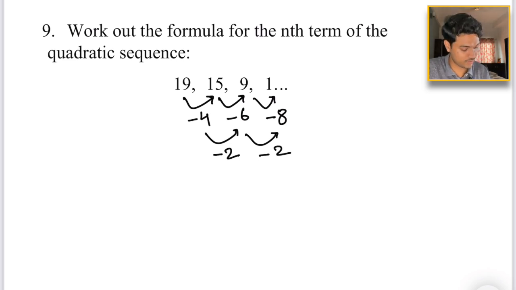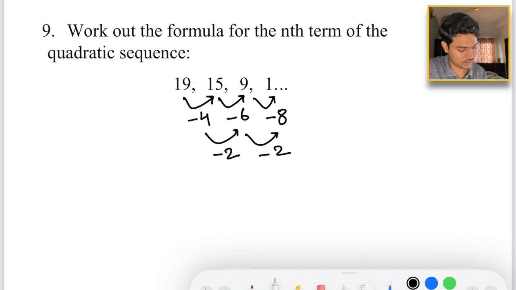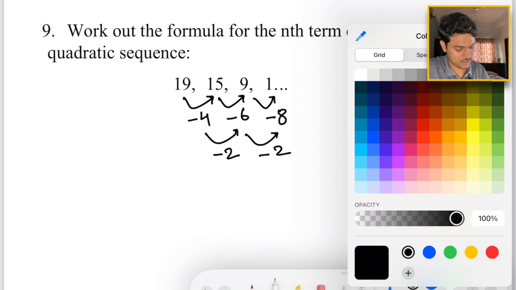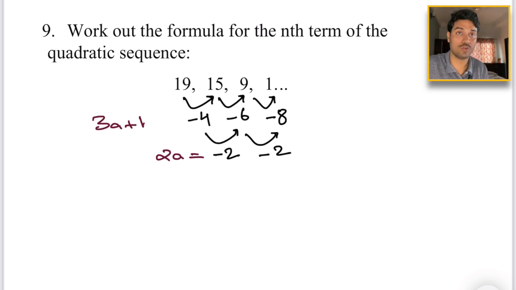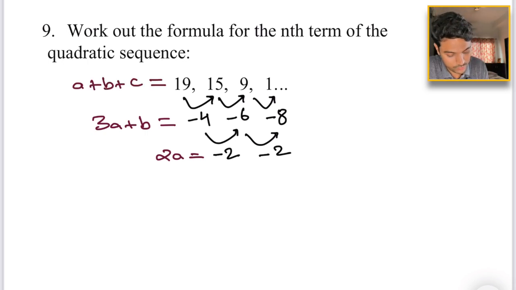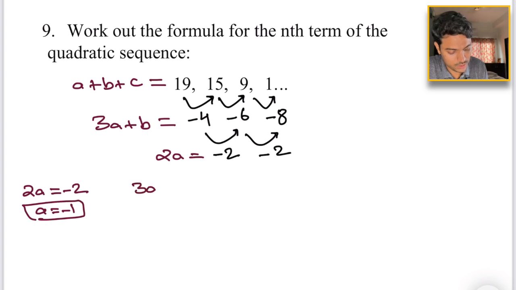That means the common difference we are getting is in the second difference. That makes it a quadratic sequence. So again, let's write down 2a equals -2, 3a plus b equals -4, a plus b plus c is equal to 19. So from here we can write 2a equals -2, so a equals -1. Then 3a plus b is equal to -4, so 3 into -1 plus b is equal to -4.